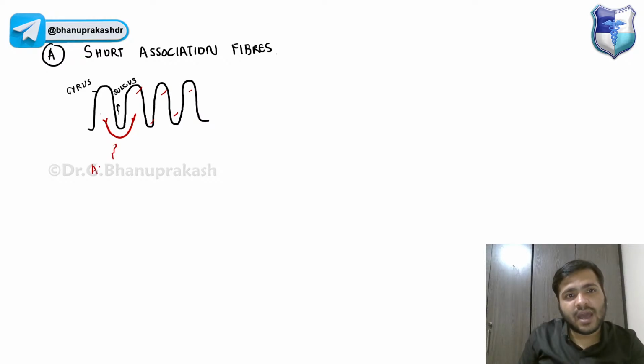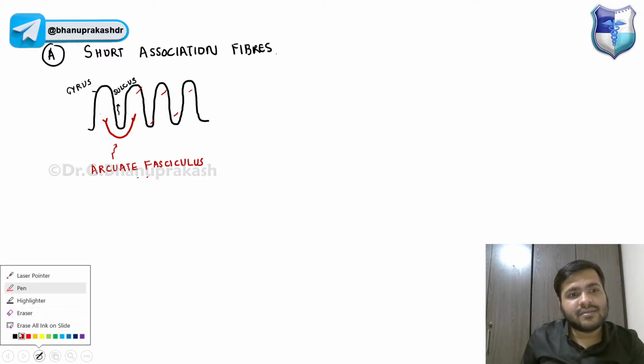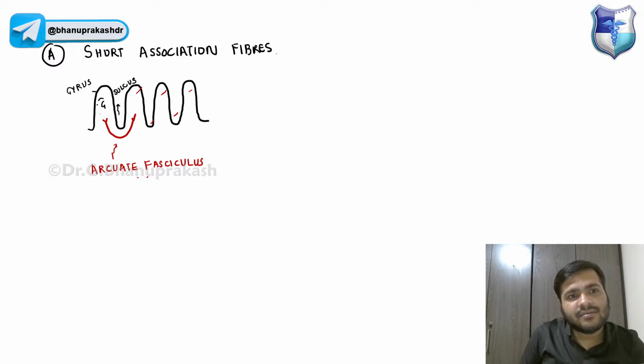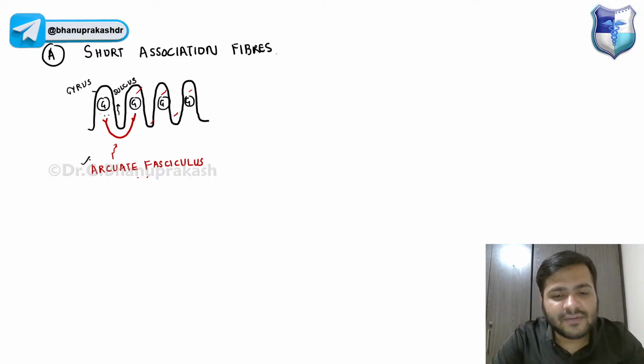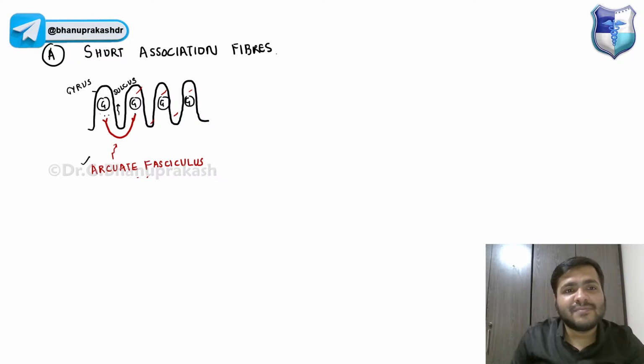So we also call this the arcuate fasciculus. Can you see they are connecting the gyri? Let us suppose over here it is the gyrus, it is also the gyrus, and in between we have the sulcus. So they are connecting two gyri together, and it is forming an arc. That's why it is called the arcuate fasciculus. Fasciculus means the white matter bundle.